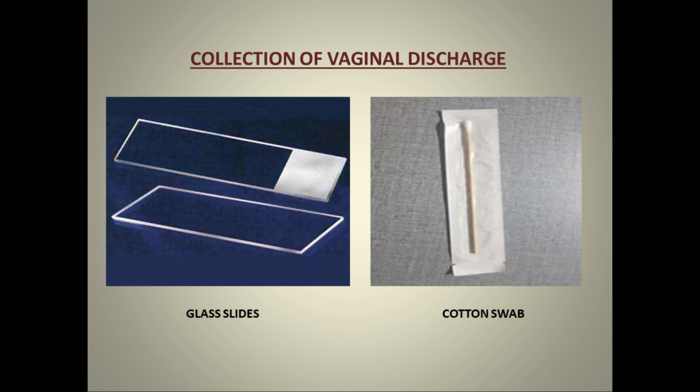The glass slides are cleaned with spirit. With the wire loop or cotton applicator, take the vaginal discharge and smear it on one side of the slide to make a thin film over the slides. Dry the slides and send them to the lab.